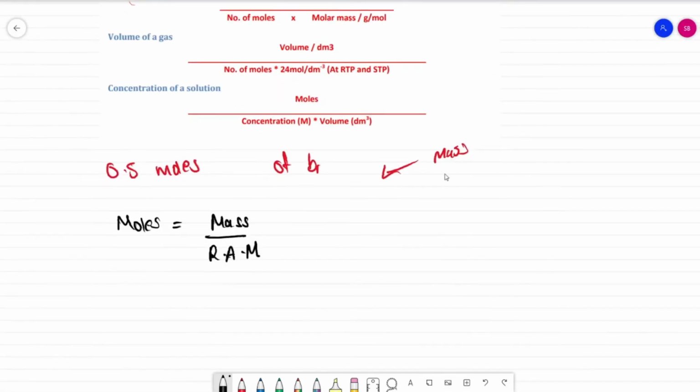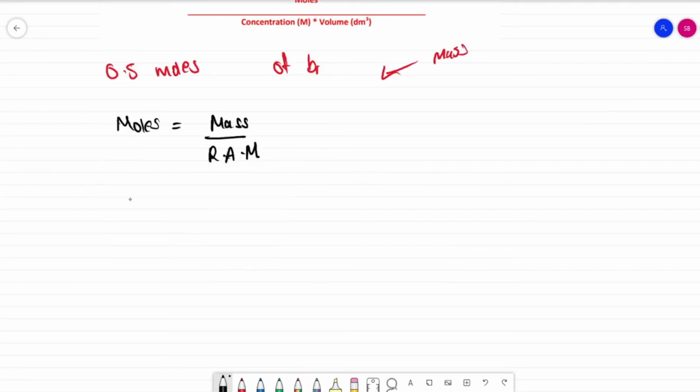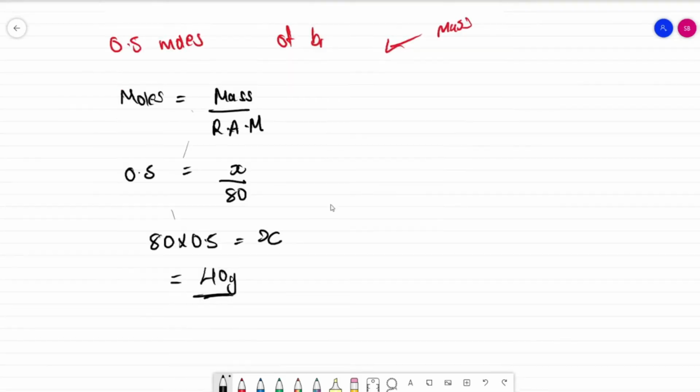So the moles in this question is 0.5. The mass we have to calculate, so we'll just write X. And the RAM of bromine, if you go to the periodic table, is 80. So you simply cross multiply, 80 times 0.5 to find the mass, and this will give you an answer of 40 grams. So the mass will be 40 grams. That's how you calculate the mass for, for example, that.